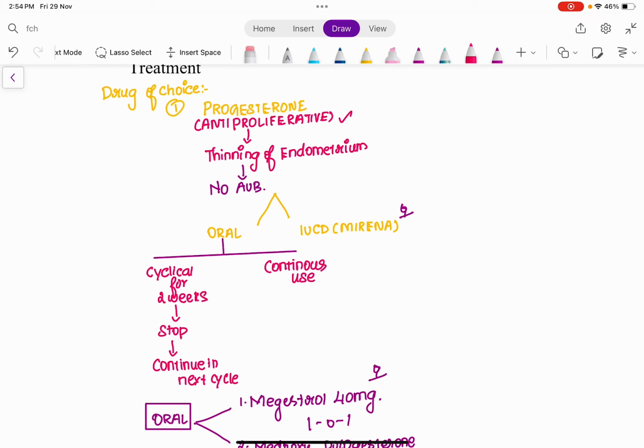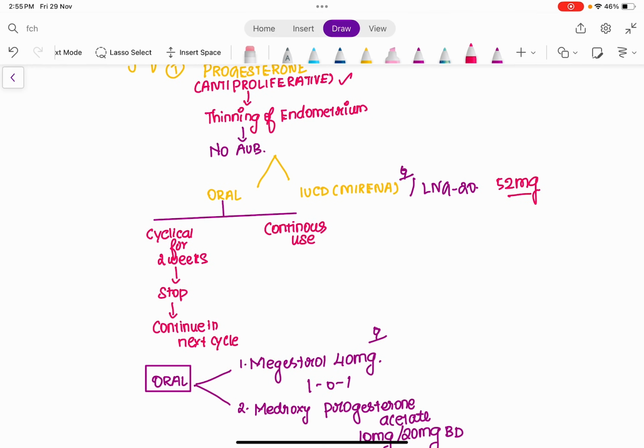Okay, so now this progesterone can be administered in two ways. Either it can be administered orally or it can be given by an intrauterine contraceptive device, that is the Mirena. Can you recall it? Yes, we have discussed in the previous module that the Mirena is also known as LNG20, right? Because it releases about 20 micrograms of levonorgestrel, that is the progesterone, per day. And what is the total amount of progesterone present in the IUCD Mirena? It is about 52 milligrams. Yes, good.